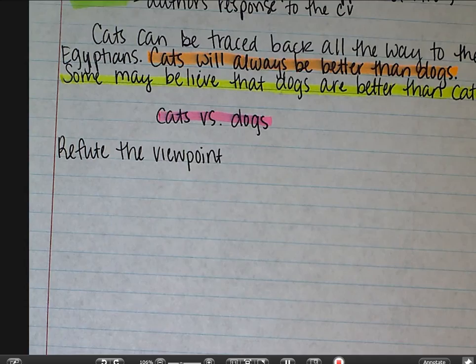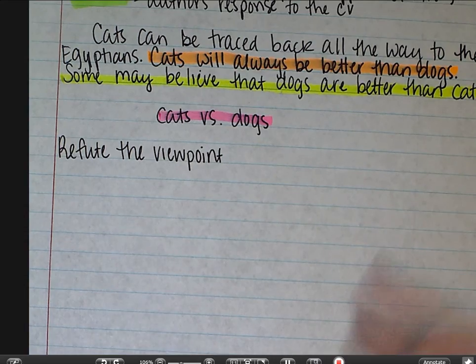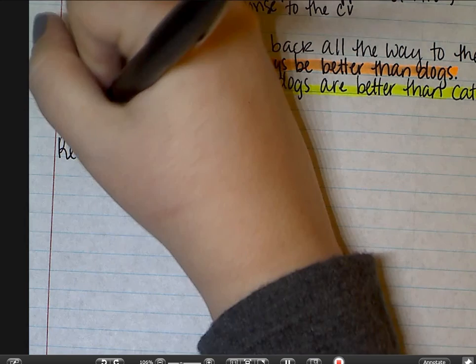Does anybody know what refute means? Dalton, you want to give a shot? Not quite. Kayla? Like kind of dismiss? Not quite. You're on the right track though. Dalton, you want to give it another shot? Sort of. It means to disprove. So you just say, no, that's not right because, okay? So refute means to disprove.